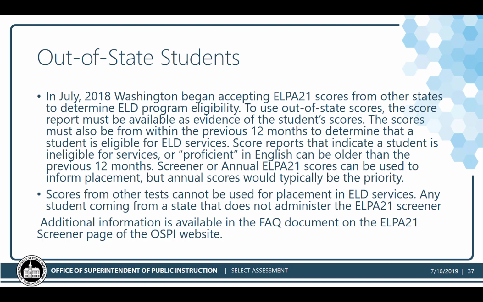To use out-of-state scores, the score report must be available as evidence of the student's scores. The scores must also be from within the previous 12 months if the student is placed in services. Screener or annual ELPA21 scores can be used to inform placement, but annual scores would typically be the priority.